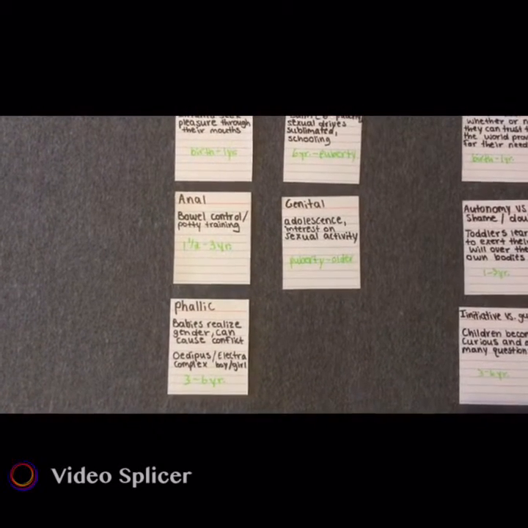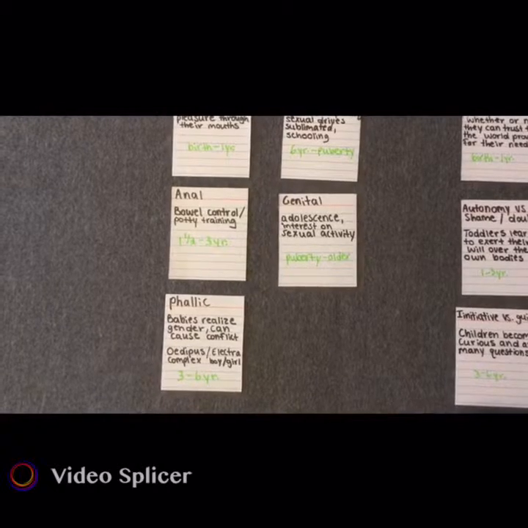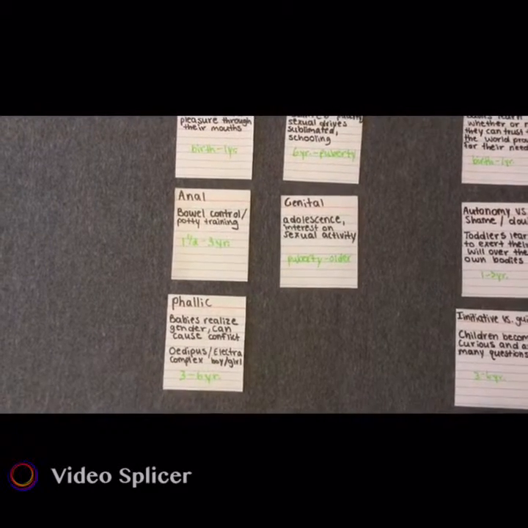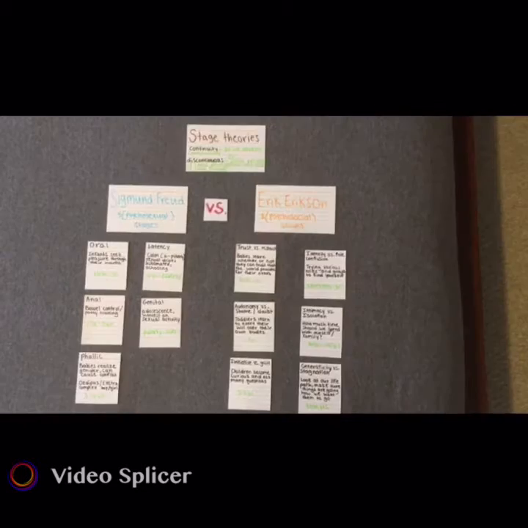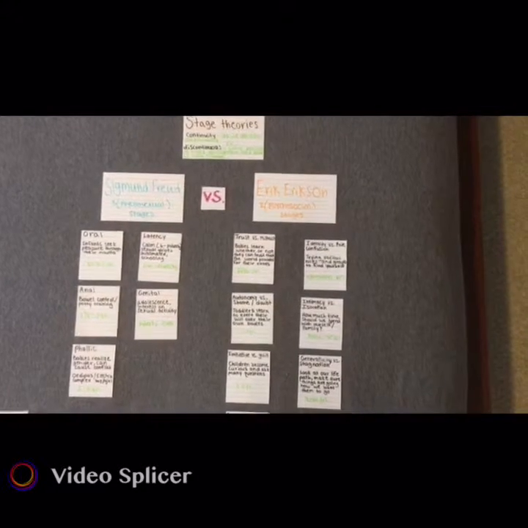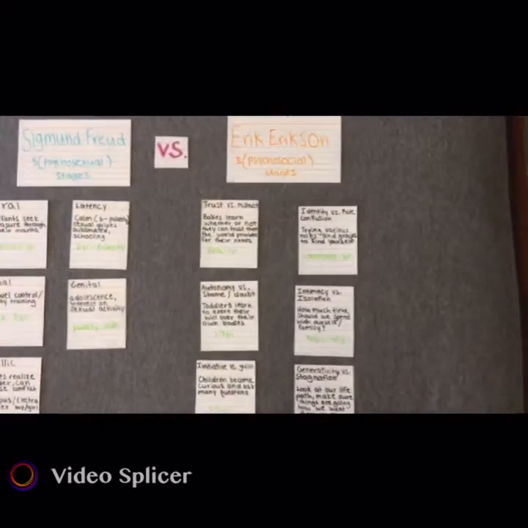Next and last is genital stage. This is during adolescence, and you have a major interest in sexual activity, and this takes place from puberty and older. Next up for stage theories is Erik Erikson. He has the psychosocial stages, and there's 8 of these.